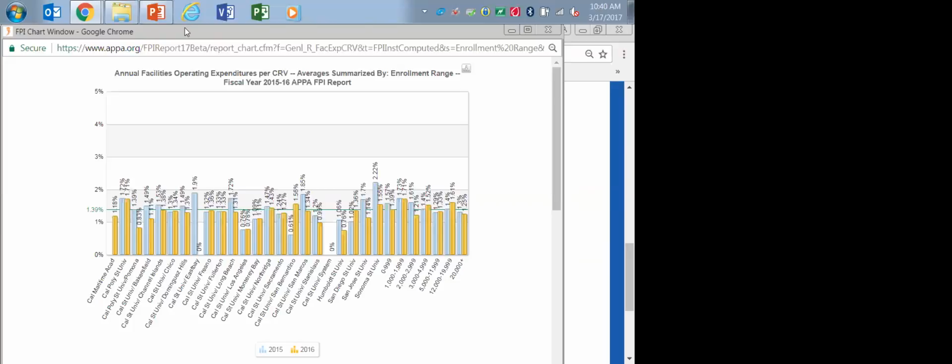So when you're doing trending of years, generally, the general rule of thumb, you would pick a handful of campuses or just your own campus. And it's just way too much information.